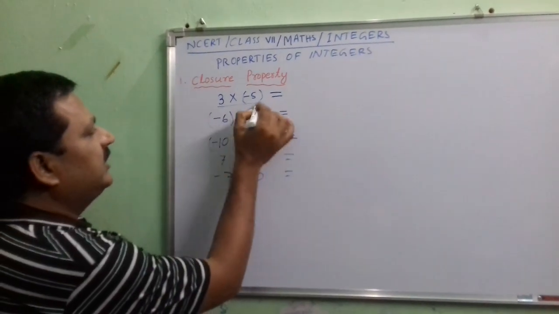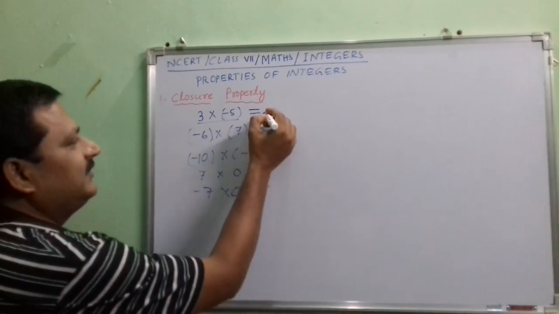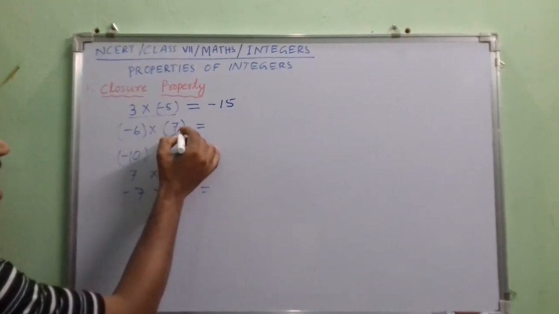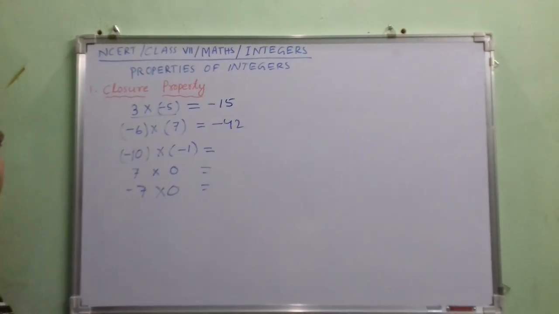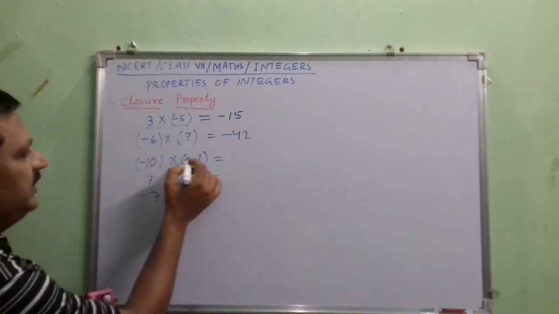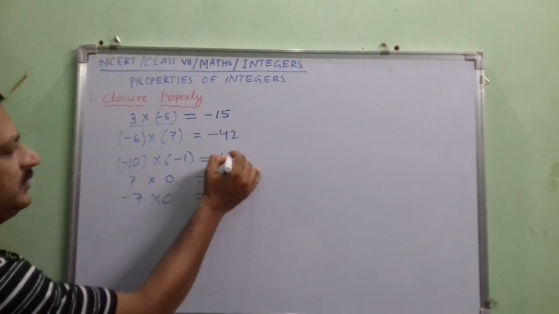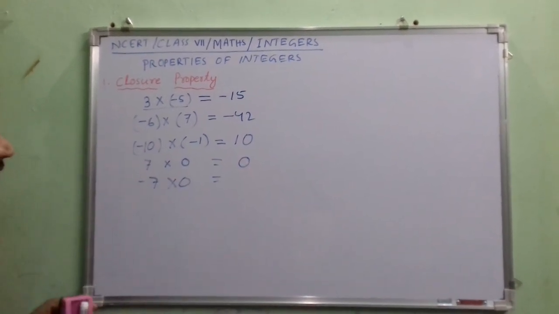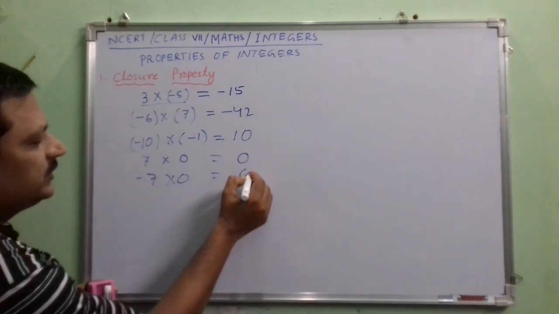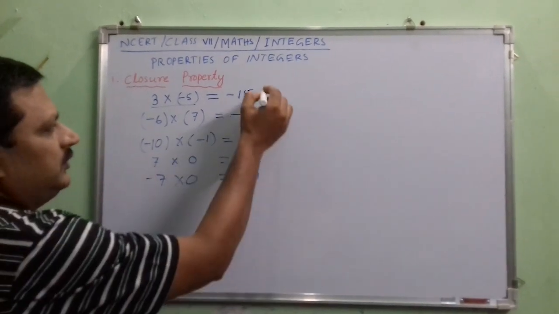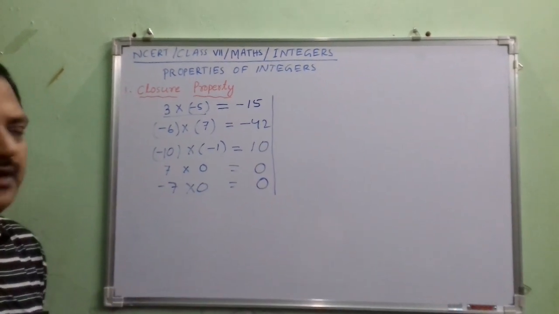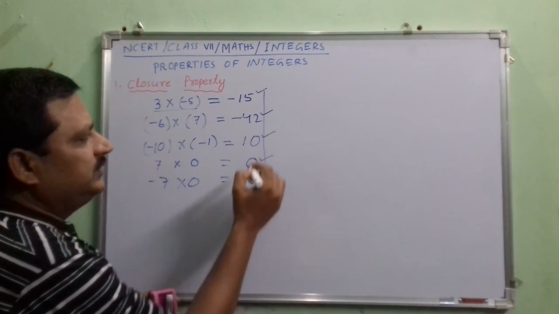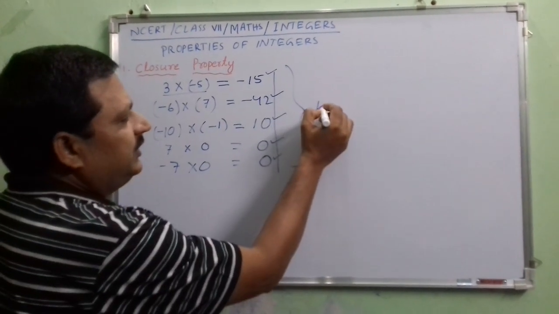Now let's take one example, 3 into minus 5. It gives you minus 15. Minus 6 into 7 gives you minus 42. Minus 10 into minus 1 gives you 10. 7 into 0 gives you 0, and minus 7 into 0 also gives you 0. So if you see all these answers, what are the results? Minus 15, minus 42, 10, 0, 0, all these are integers, right?